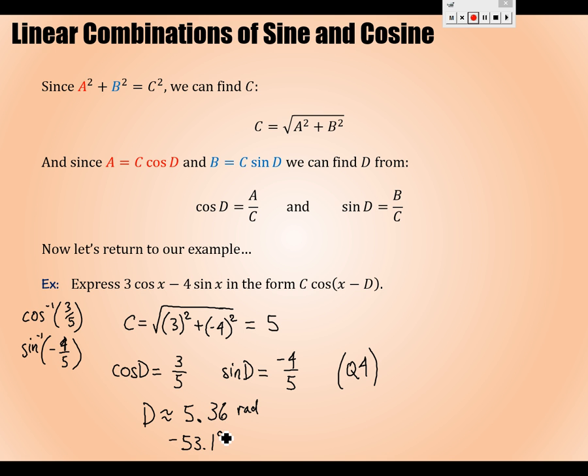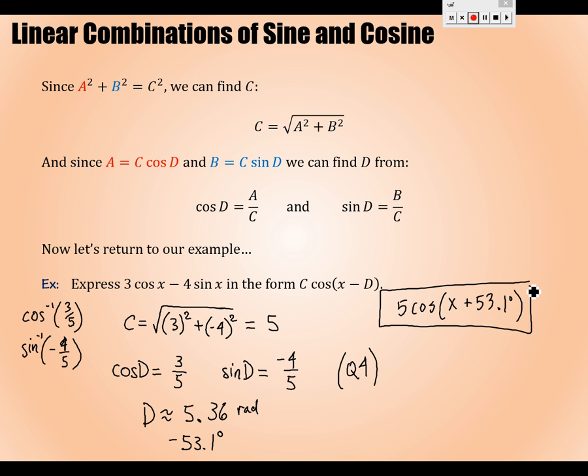All right, so our final answer is 5 cosine of x, how do you want to write this? Minus 5.36 plus 53.1 degrees, something like that. A couple different ways you could write that. Okay. And by the way, just to do a little reality check, just to check my theory, I developed all this theory on the last slide, and you're like, okay, I think I get it.